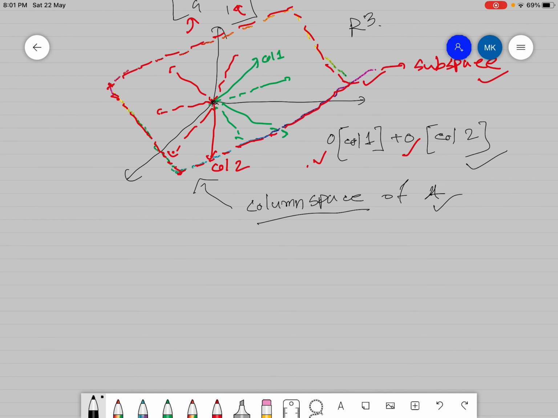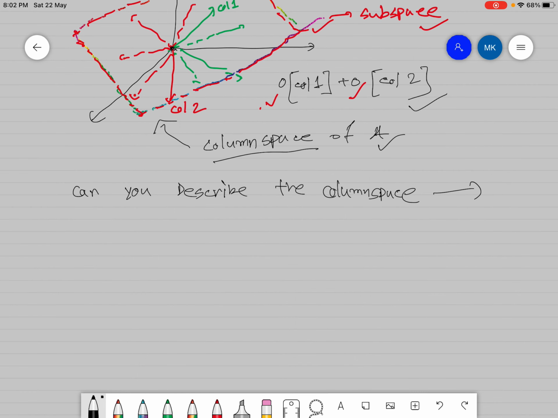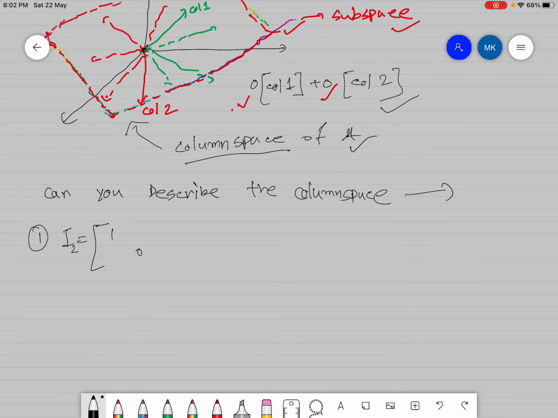Okay, so can you describe the column space of the following matrices? Let's say the first matrix is I2, which means 1 0, 0 1.